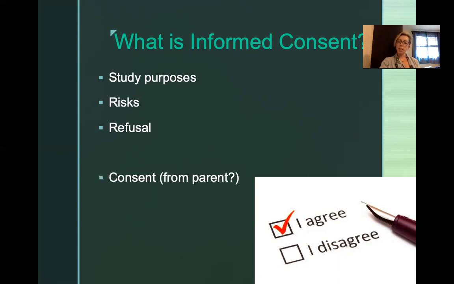You can get consent from a parent if you're working with younger children, so parent or guardian. This may also be important for elderly, to get consent from a legal guardian. And when we're getting consent from a child who's under 18, we call it assent. If we're working with children under the age of 18, we need to both have consent from a guardian as well as assent from the child.